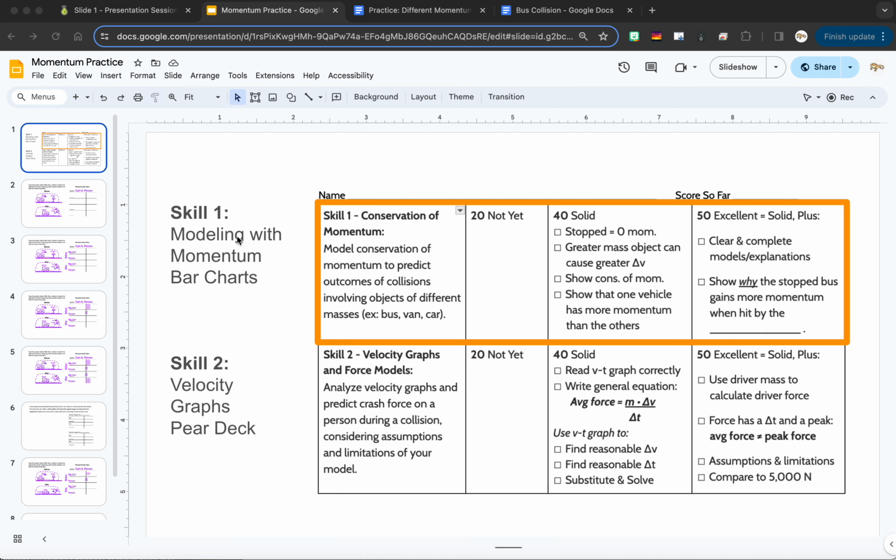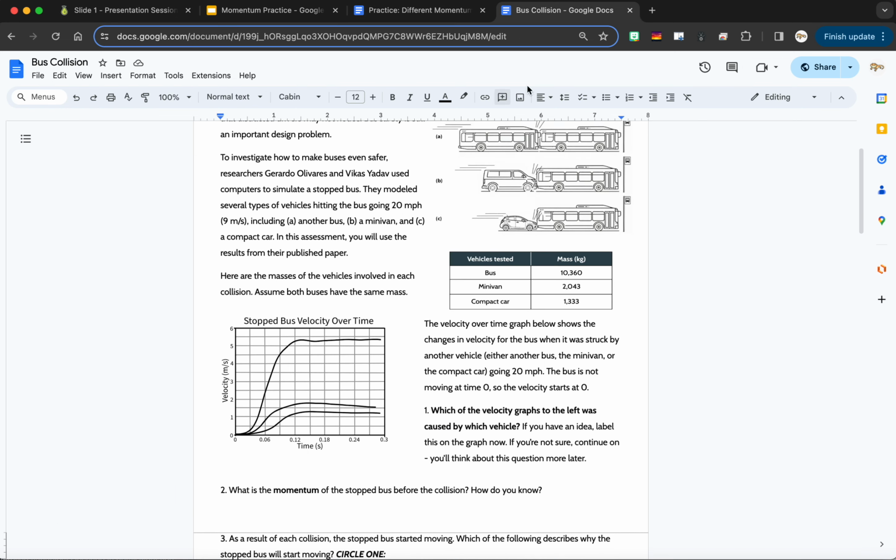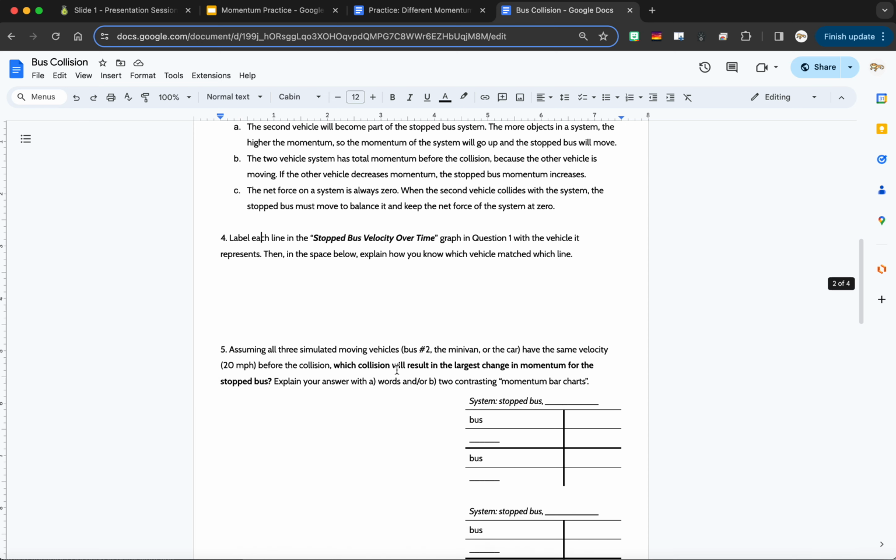This is a video about skill 1 on the bus collision assessment. Skill 1 says model conservation of momentum to predict outcomes of collisions involving objects of different masses. So this is the bus collision assessment, and we see that there are objects of different masses hitting the bus, and we want to know what impact those have.